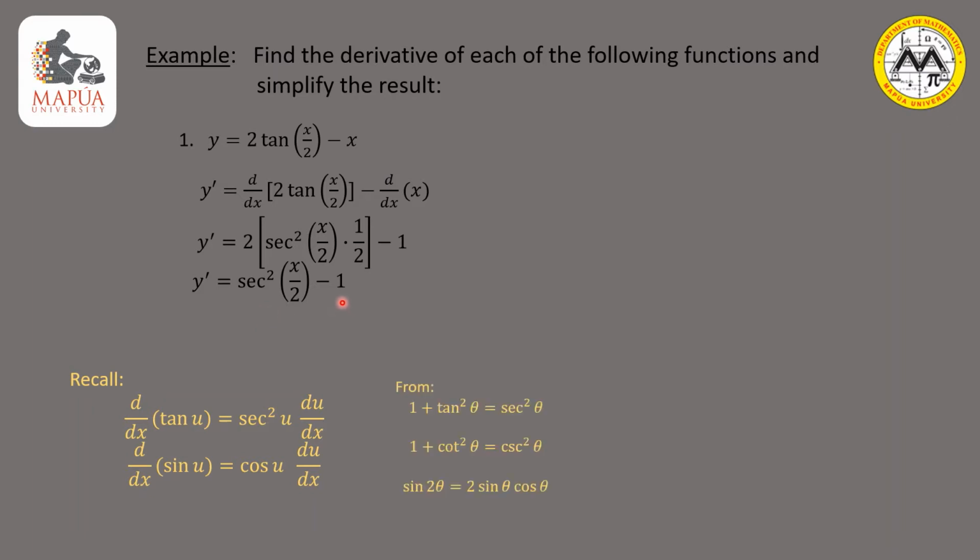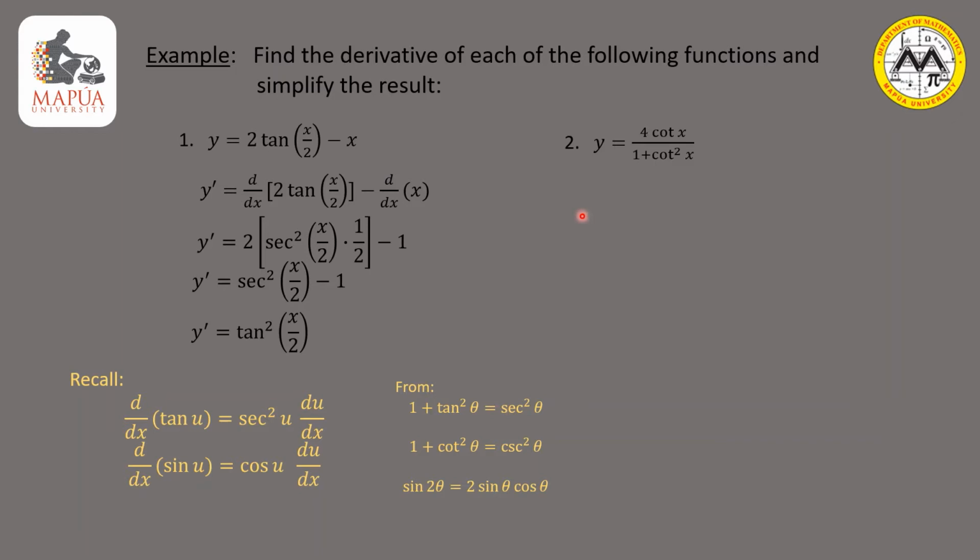Now we can simplify this particular expression for y prime, recalling that we have this identity: 1 plus tangent squared of theta is equal to secant squared of theta. So secant squared of theta minus 1 would equal tangent squared of theta. So secant squared of 1/2 x minus 1 will just be written in terms of tangent squared of 1/2 x, making use of this identity.